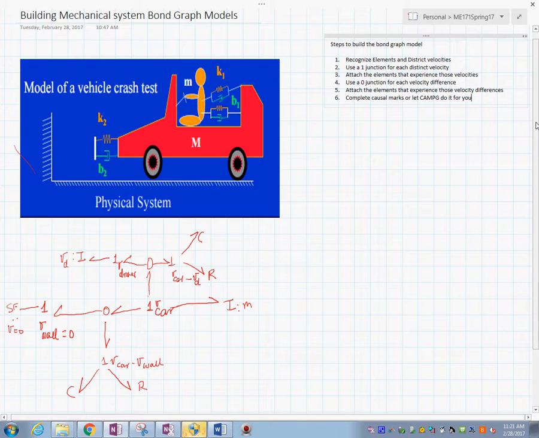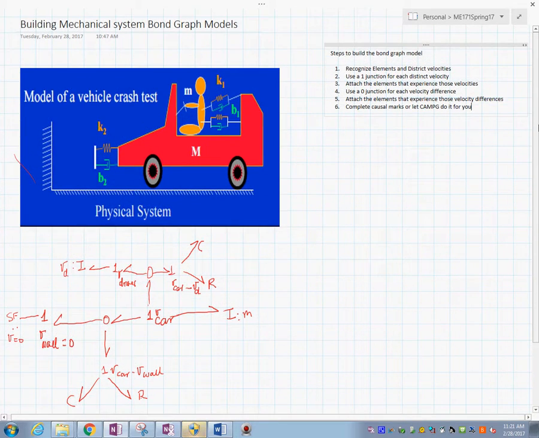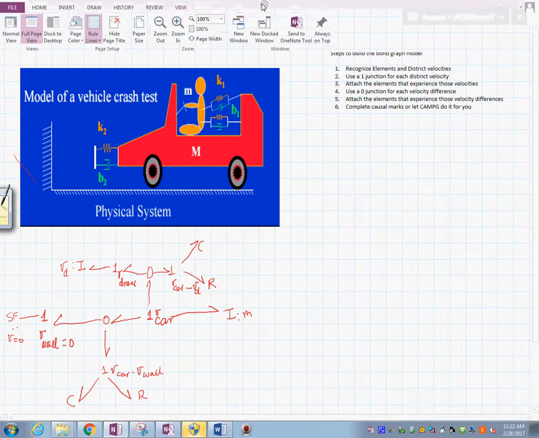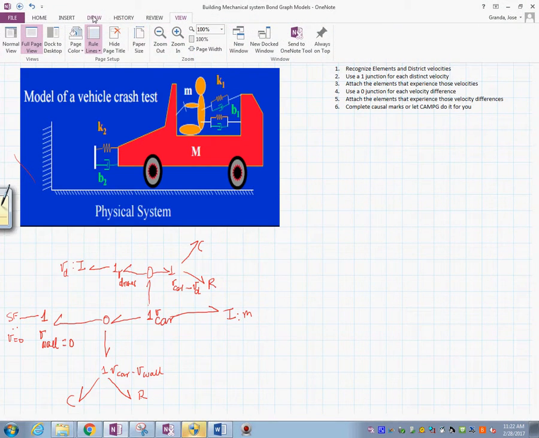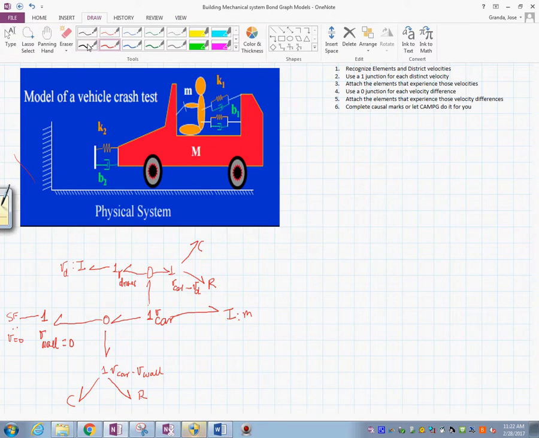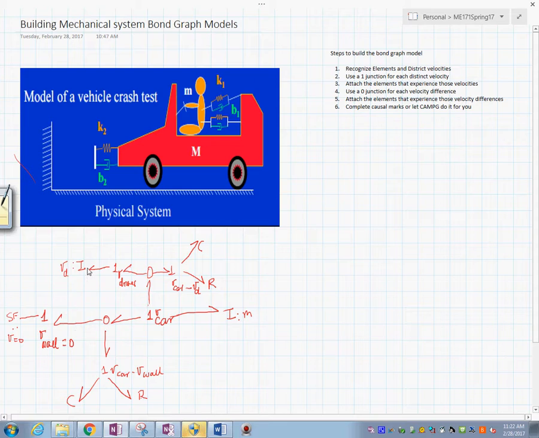Now what I would like to do is to use a different color here and show you that you just use this complete the causal marks. The way you assign the causal marks is first you assign it to the sources. This is going to be like this. The flow, but this, okay, that's the source. And then we assign it the I's and C's in integral form.